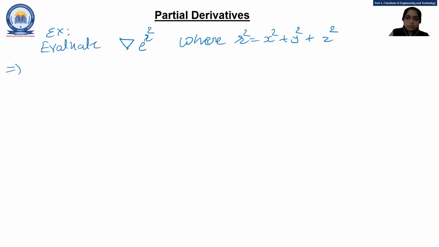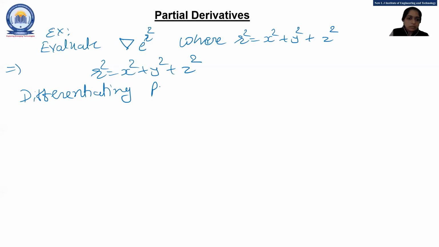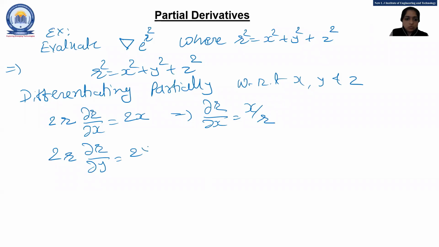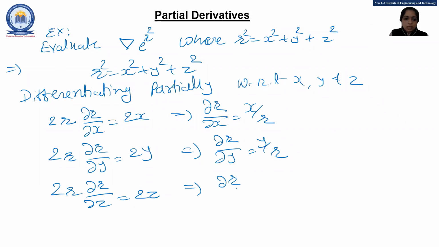So I start from r square equal to x square plus y square plus z square, differentiating partially with respect to x, y and z. First, differentiating with respect to x, we get 2r del r by del x is equal to 2x, which implies del r by del x is equal to x by r. Similarly, 2r del r by del y is 2y, so del r by del y is equal to y by r. And 2r del r by del z is 2z, which implies del r by del z is equal to z by r.